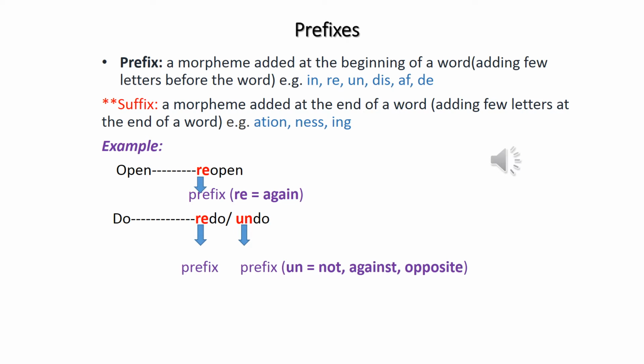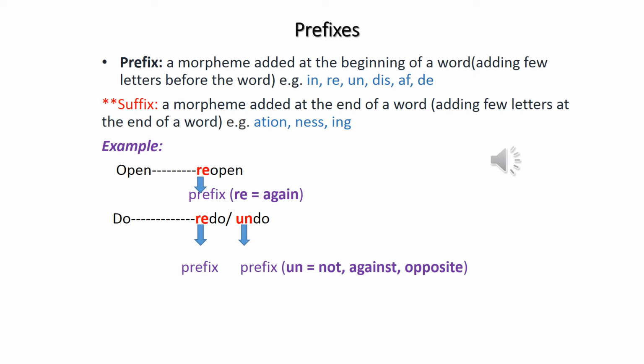Redo. Redo something means to do it again, because re means again. Undo, as we said, is another word and it has its own meaning. Un here is a prefix and means not or against or opposite. Undo something means you reverse what you have done, the opposite of what you have done.